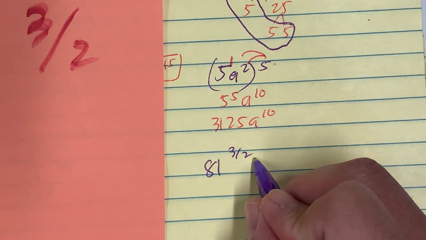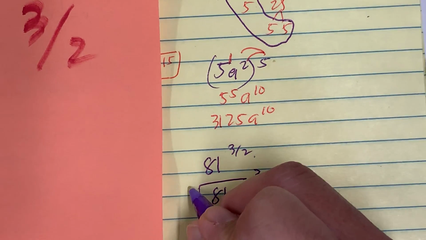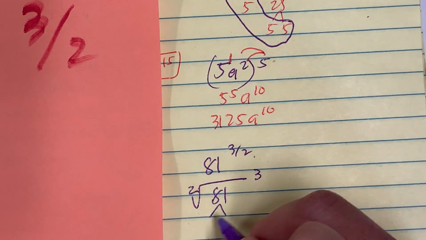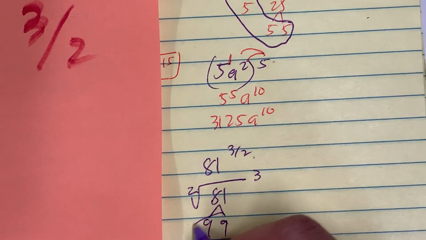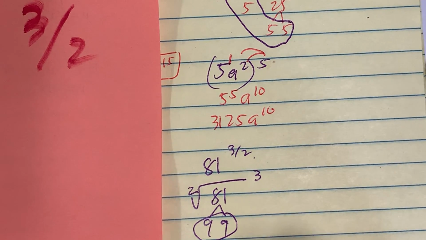All right, next is 81 to the 3/2. Same thing, the index there is 2, so that means you have the square root of 81 to the third power. The index there is 2, that means you group them 9 and 9. You have a pair of 9 there, so 9 to the third. And 9 to the third is 9 times 9 times 9, which is 729.